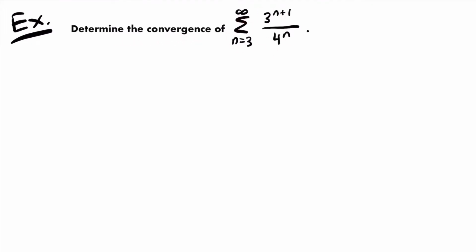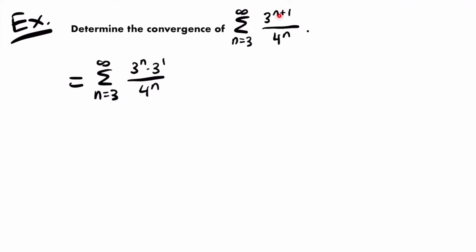In this case, we have the sum from n equals 3 to infinity of 3 to the power of n plus 1 divided by 4 to the power of n. So this originally does not look like a series that is in the form of a geometric series. However, we can manipulate it a little bit and see that it will be a geometric series. The first thing I see that we can do is split up this power here. We'll have that this is equal to the sum from n equals 3 to infinity of 3 to the power of n times 3 to the power of 1 divided by 4 to the power of n.